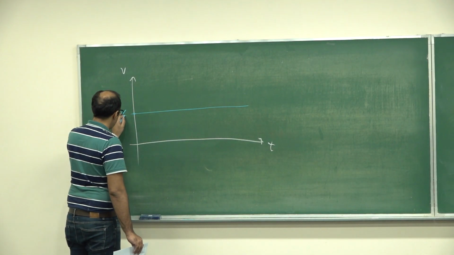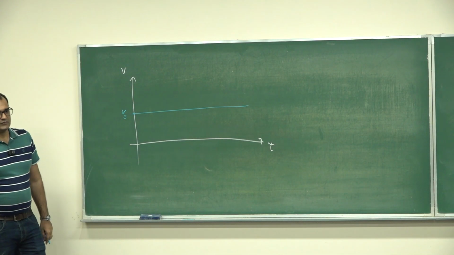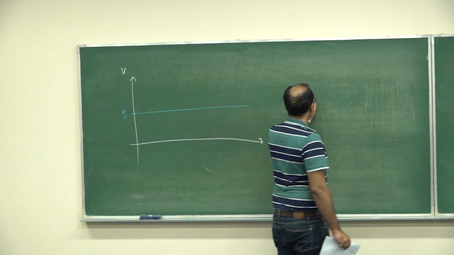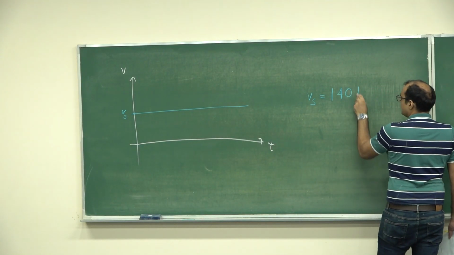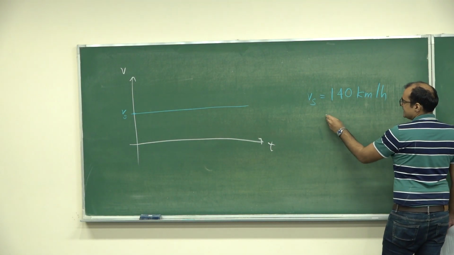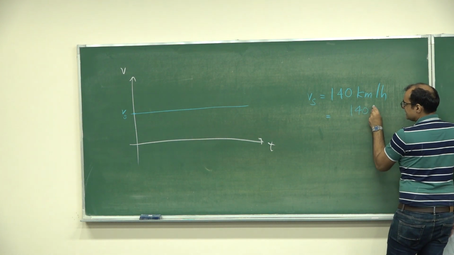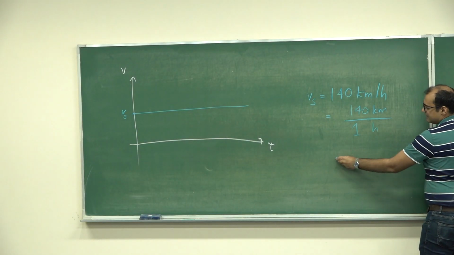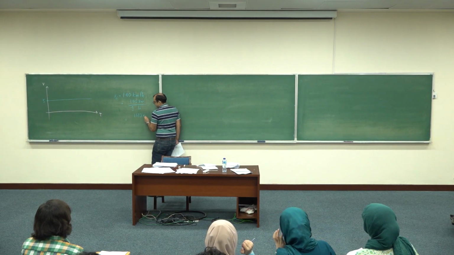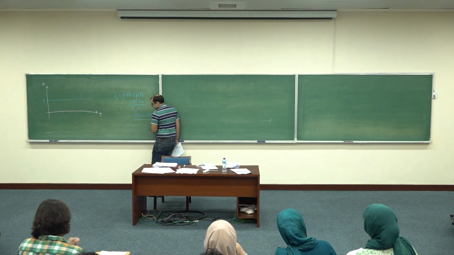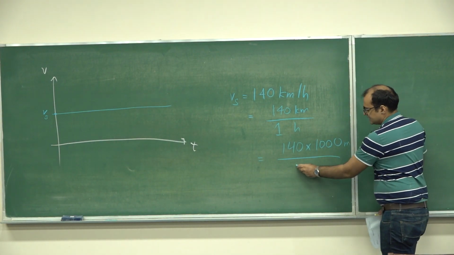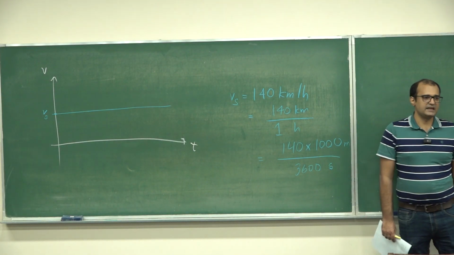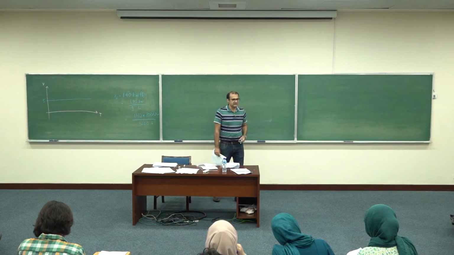Let's call the value of that Vs. Of course, we can work out the numerical value of Vs. That's 140 kilometers per hour. You need to be good at unit conversion. He travels 140 kilometers in 1 hour, and this is equal to 140 multiplied by 1000 meters divided by 3600 seconds. If you work out this fraction, you'll get the answer in meters per second. So you need to be good at doing these simple unit conversions.